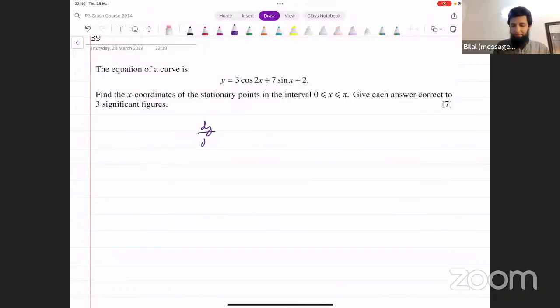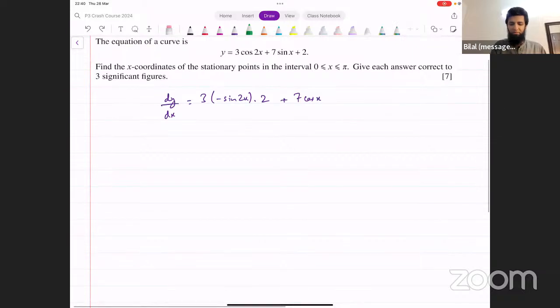dy over dx. Now it's a simple function, 3 cos 2x. What's the derivative of that? The constant remains as it is. What's the derivative of cos of 2x? Derivative of cos is minus sine, so it becomes minus sine 2x multiplied by 2. All right, that's the derivative of 3 cos 2x, plus 7 into sine x. 7 is the constant being multiplied. Sine x, what's the derivative of sine? Derivative of sine is cos, so it becomes 7 times cos x. And 2 becomes 0 when differentiated. All right, so that's the derivative.